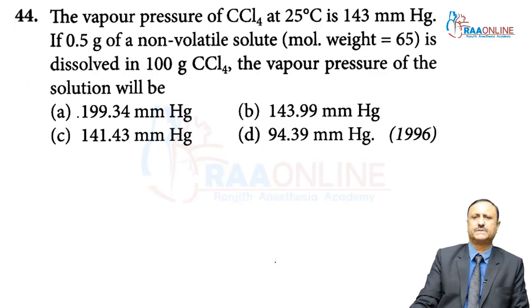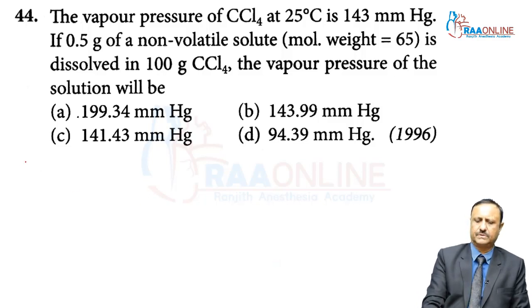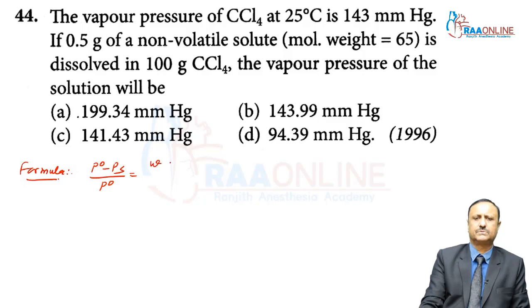The vapor pressure of CCl4 at 25 degrees Celsius is 143 millimeter mercury. If 0.5 gram of non-volatile solute is dissolved in 100 gram CCl4, the vapor pressure of the solution will be? Now, we can use the formulas here. We use P0 minus Ps upon P0, the same formula, which equals mole fraction, that is small w upon capital M into capital W upon small m.